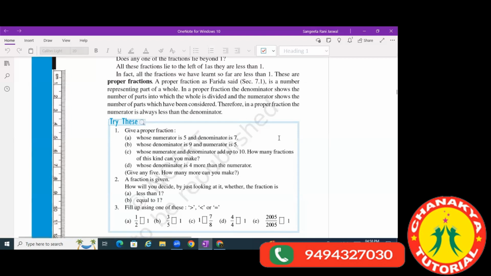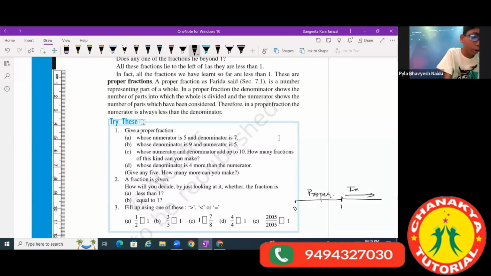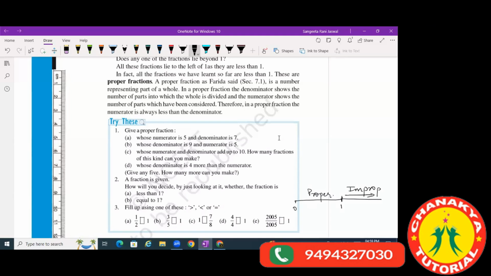Done? Okay, now you studied about fractions. All proper fractions lie between 0 and 1. All those which lie above 1, which are greater than 1, are all improper fractions. Did you understand this?